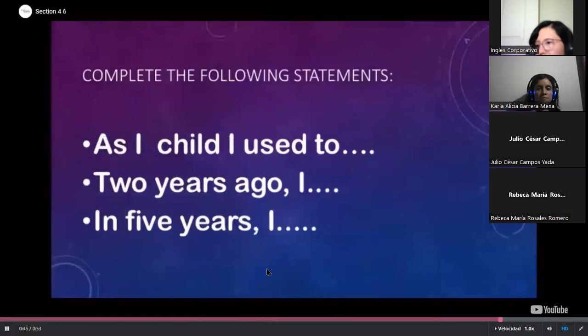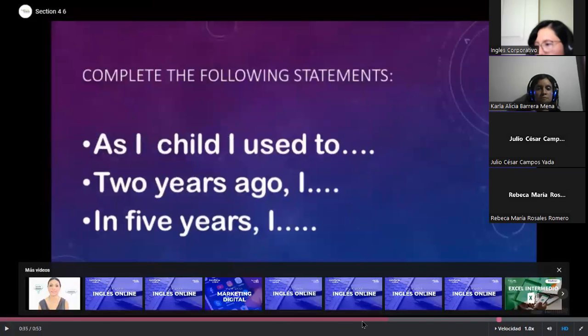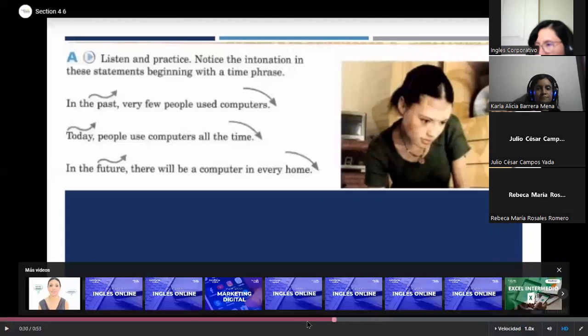As a child, I used to... Eso es lo que acaban de hacer ustedes, así que no lo vamos a enfocar acá, pero sí aquí. So look, when you say the phrases, cuando ustedes dicen la frase, hay un rise intonation. Quiere decir que la entonación se eleva al decir la frase. In the past.